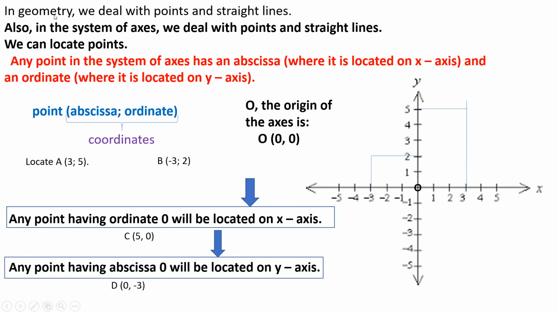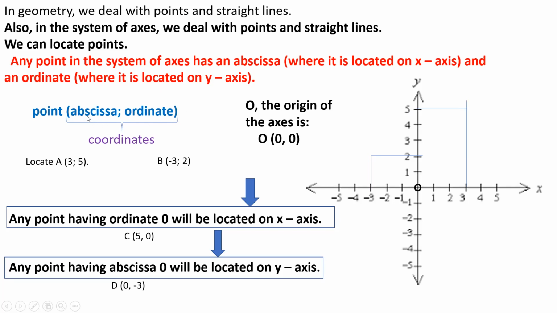In geometry, we deal with points and straight lines. Also, in this system of axes, we will be dealing with points and straight lines. Let us start talking about points in the axes. Inside this system of axes, we will be locating points. For example, I want to locate a point. Each point has a number on the x-axis and a number on the y-axis. The first number is called the abscissa, and the second number is called the ordinate.